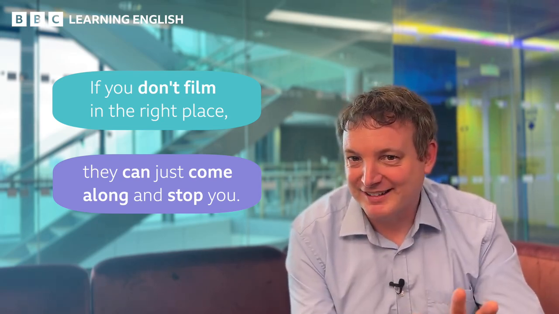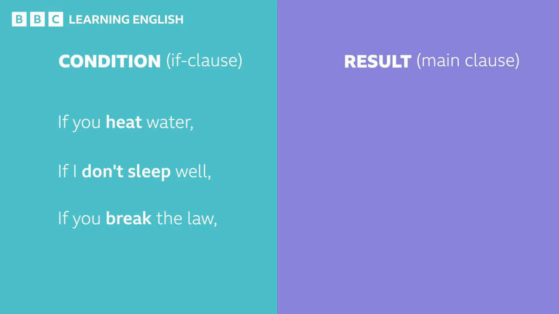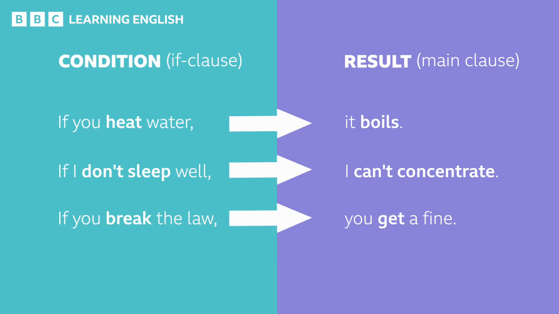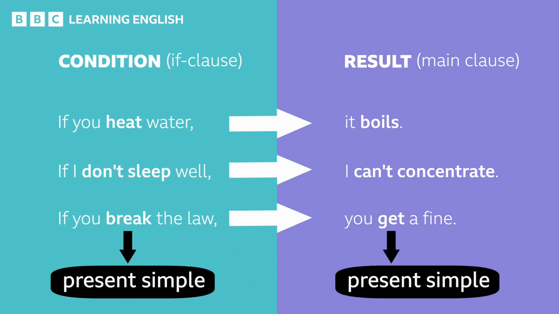I think we're okay. So again, these are like facts. If this happens, this happens. If you don't buy a ticket, you get a fine, in general. Now, pause the video and think about which structures are used to make a zero conditional. The structure is the present simple in the if clause and present simple in the main or result clause.